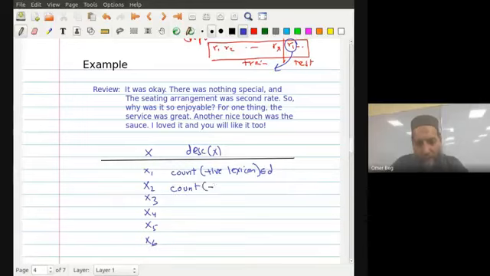Similarly, I have a count of negative words. I have a negative lexicon, and the number of negative words in the document. I count them. Negations.